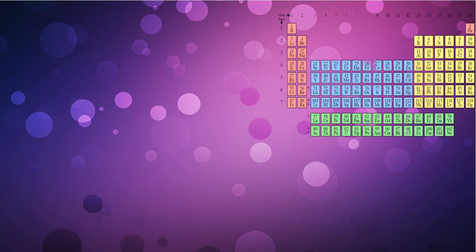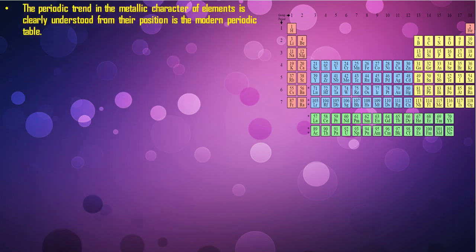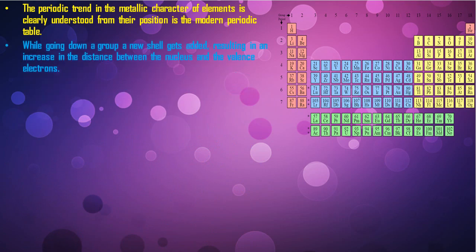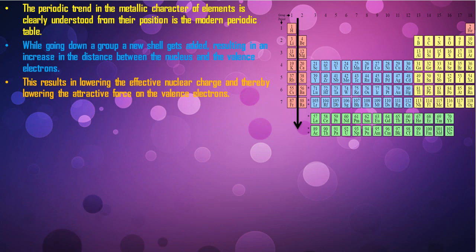Now next we have the periodic trend in the metallic character of an element, which is clearly understood from its position in the modern periodic table. Let us first consider the metallic character of elements belonging to the same group. While going down a group, a new shell gets added, resulting in an increase in the distance between the nucleus and the valence electron, and this results in lowering the effective nuclear charge and thereby lowering the attractive force on the valence electron. As a result, the tendency of an atom to lose electrons increases.